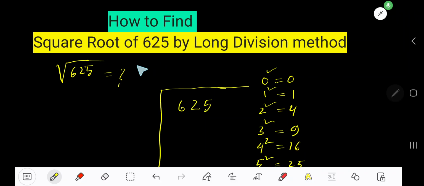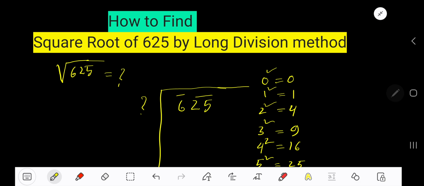How to find the square root of 625 by the long division method. First, make pairs from right-hand side to left-hand side. This is our first pair, then this is our second pair. In the second pair we have just one digit.